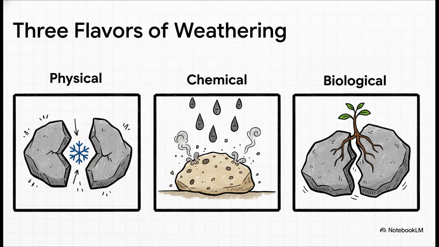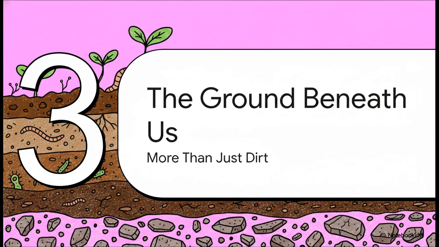And that first step, weathering, it comes in 3 main flavors. You've got physical weathering, like water freezing in a crack and just splitting a rock wide open. Then there's chemical weathering, where different reactions actually dissolve the rock. And there's even biological weathering, where something as small as a plant root can wedge its way into a rock and break it apart.